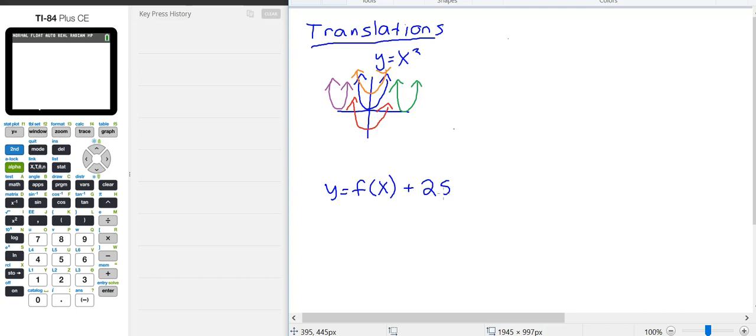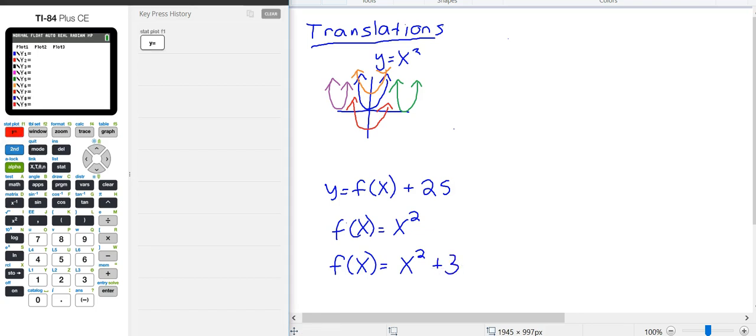So let's say f of x is equal to x squared, and we want to move this graph 3 units up. We're going to do f of x is equal to x squared plus 3. Let's graph this to see how it looks. The blue graph is going to be f of x is equal to x squared, and the red graph is going to be f of x is equal to x squared plus 3.